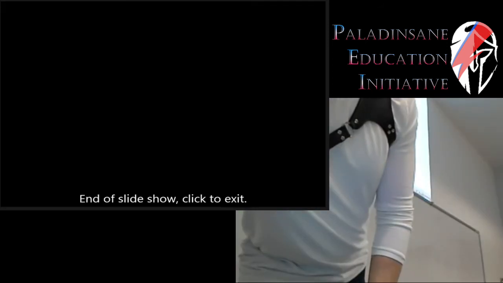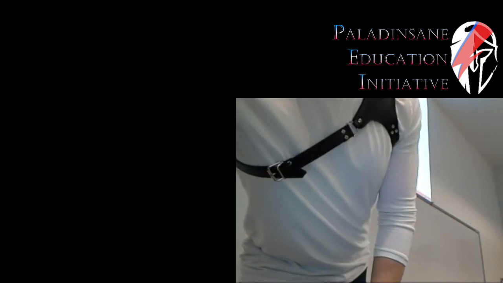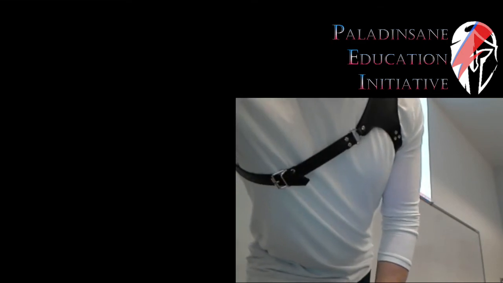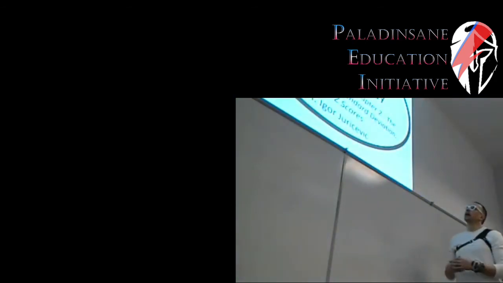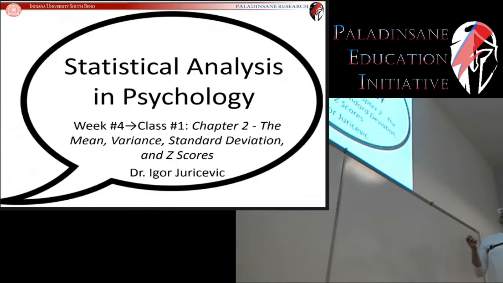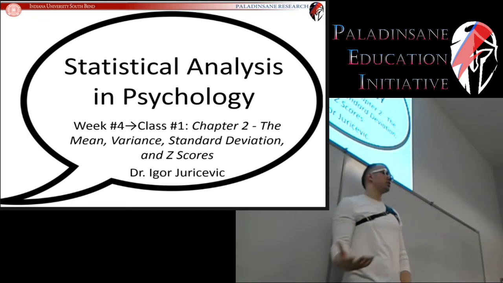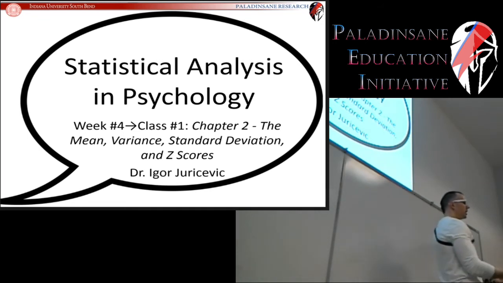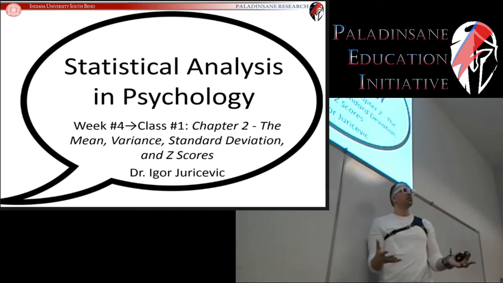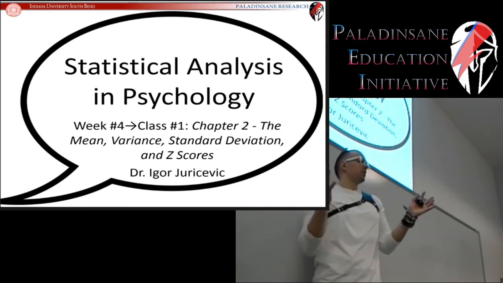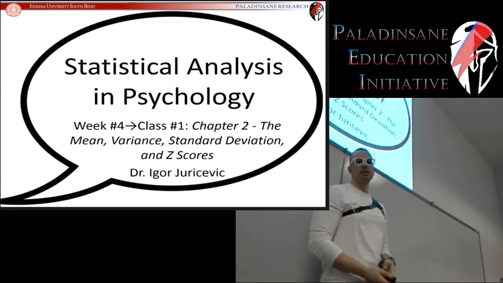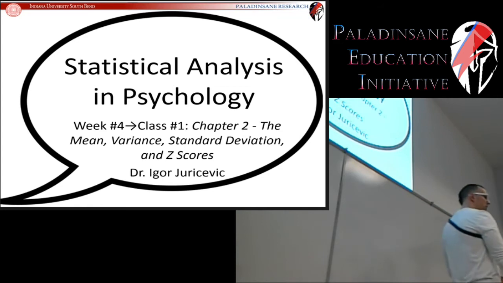So what we're going to do now is continue on with our look at chapter 2. And this is when we're finally going to hit z-scores. Z-scores combine the mean and the standard deviation to come up with a very useful tool that allows you to do some really useful, interesting, and amazing things. So today's going to be all about z-scores.